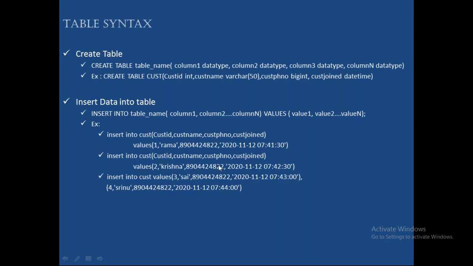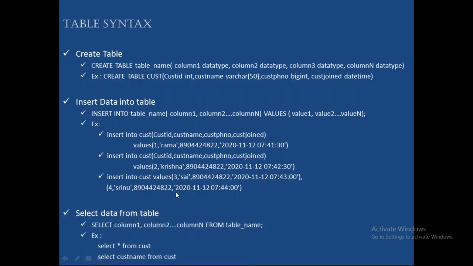Second thing is when you want to provide data, but you don't know in which order these columns are defined in the table. So you want to provide data randomly when you are inserting, then you need to provide the column names. So these are the 2 ways. If you know the order of columns in the table and you are providing data for all the columns, then you need to use this syntax.